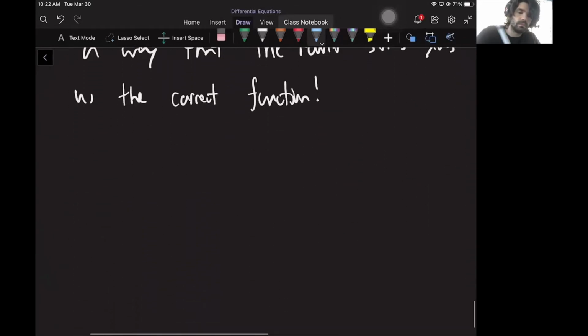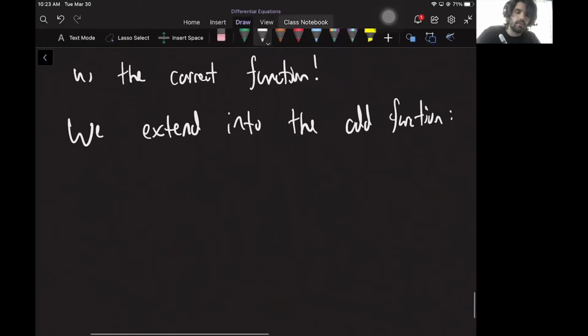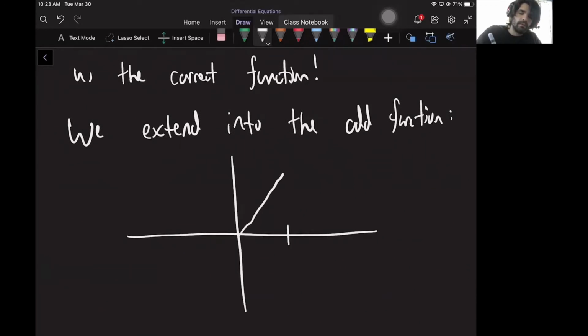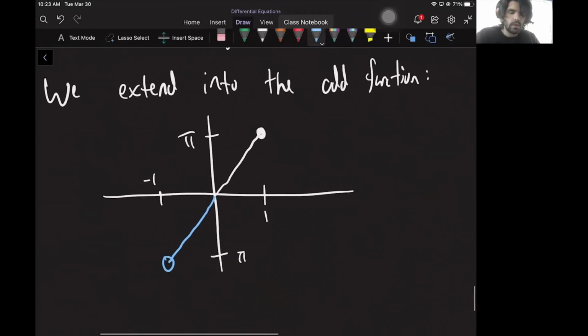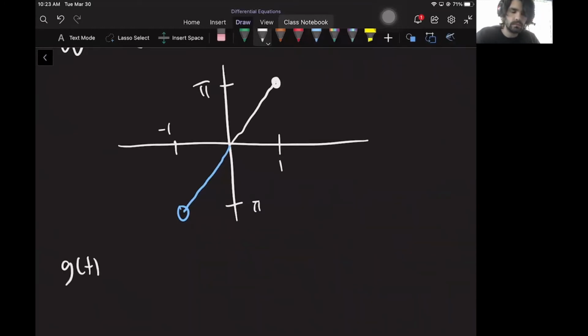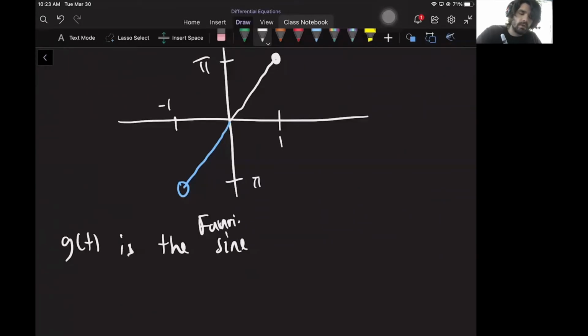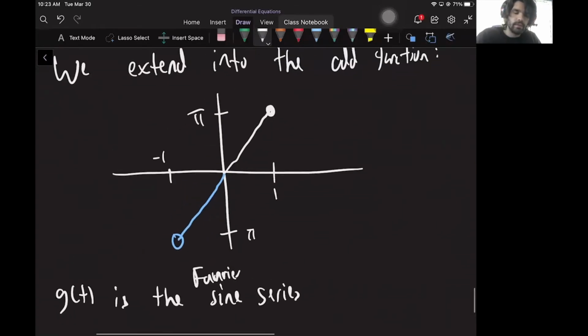So we extend into the odd function by rotating about the origin. So this is our f of t from 0 up to 1. And we are going to rotate about the origin to create this odd function here. So then this is the g of t. You can think about this as g of t. And it is just the Fourier sine expansion, the Fourier sine series. So this is my g of t here.